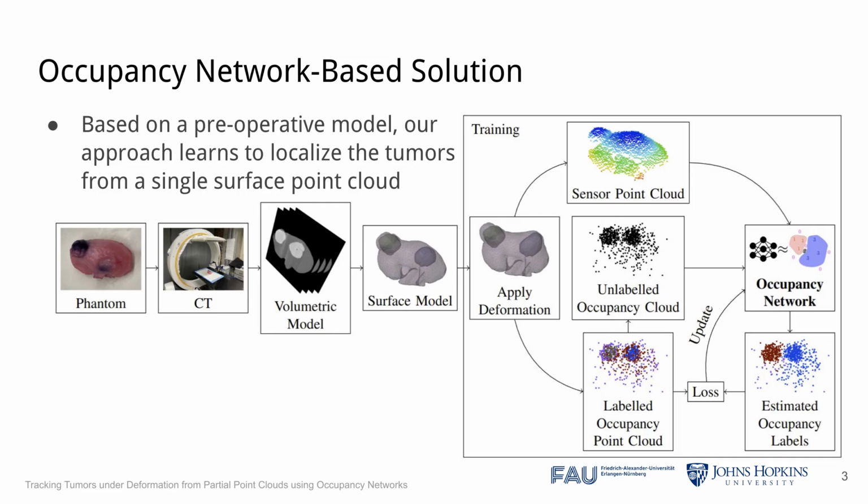Simultaneously, we create a dense occupancy point cloud of the deforming surface model. In the occupancy point cloud, each point encodes the segment, if any, it is inside of, so the kidney, tumor 1, tumor 2, or outside. The pairs of sensor point clouds and occupancy point clouds are then used to train the occupancy network. By learning to label the occupancy point cloud conditioned on the sensor point cloud, the occupancy network learns the shape of the deforming phantom.